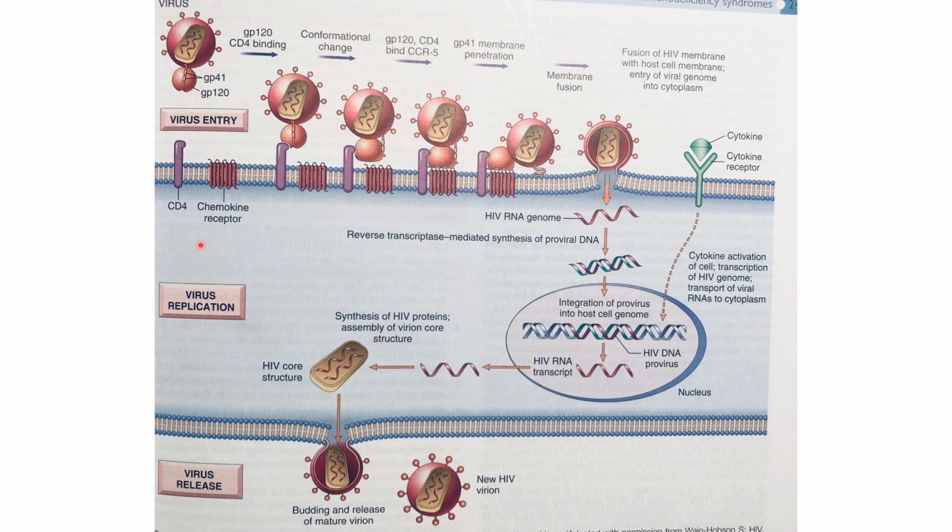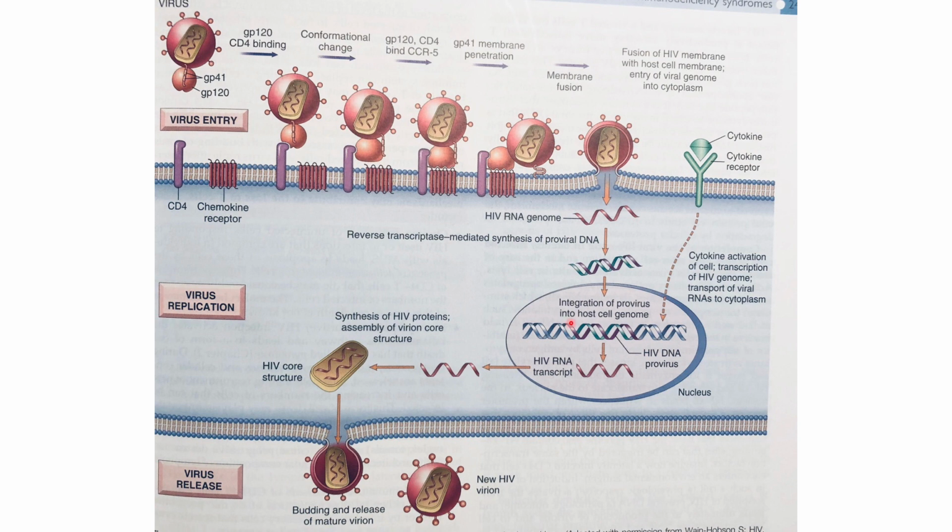Here's the virus entry, the CD4 chemokine receptor. This is a virus with GP41 and GP120. There's binding to the CD4 conformational change. GP140 and CD4 bind to CCR5. There's GP41 membrane penetration and membrane fusion, and the RNA genome is extruded into the cytoplasm. Reverse transcriptase produces a DNA template.